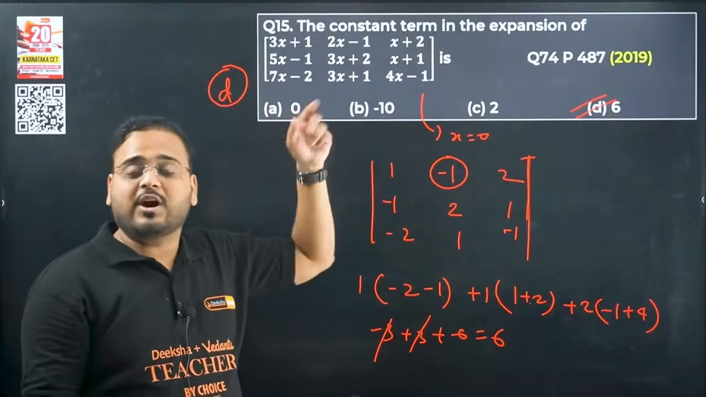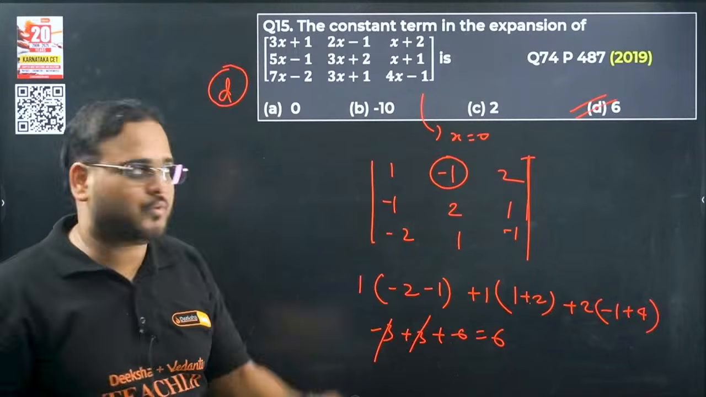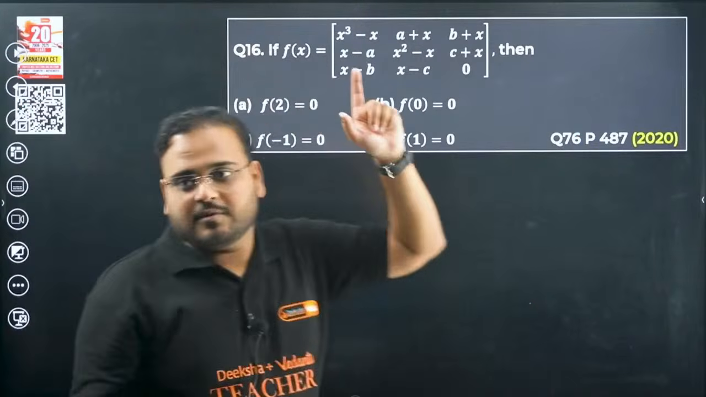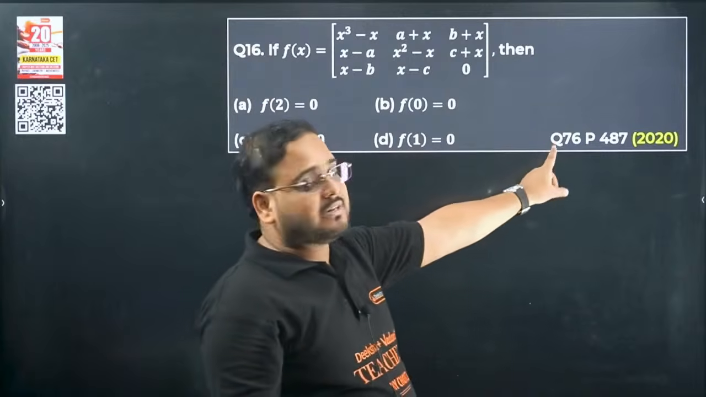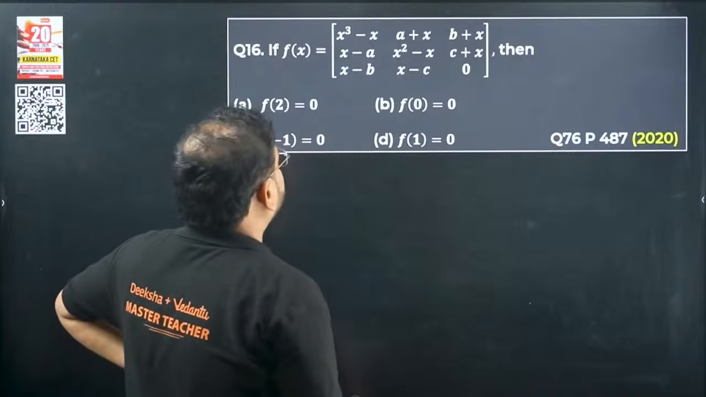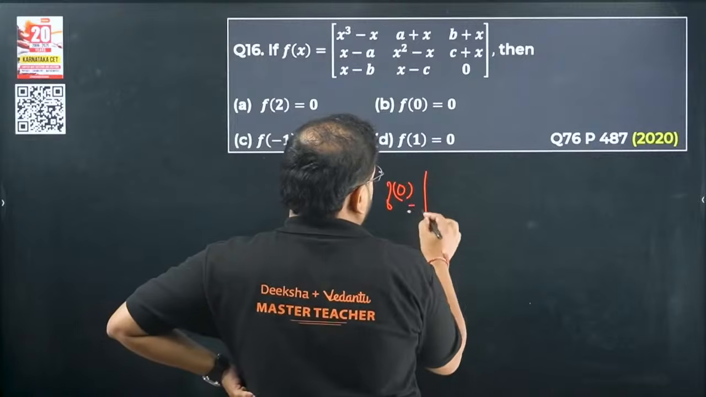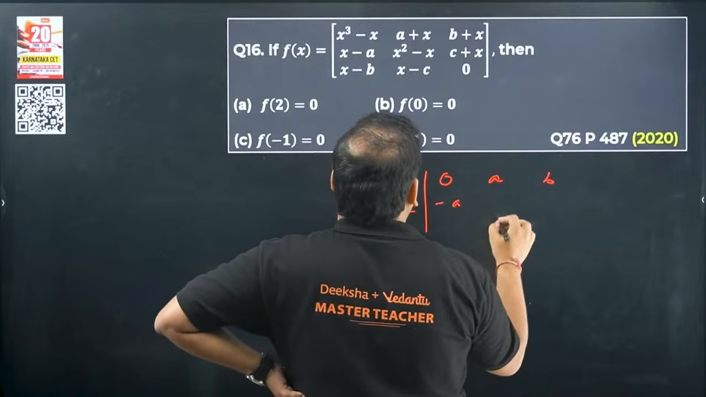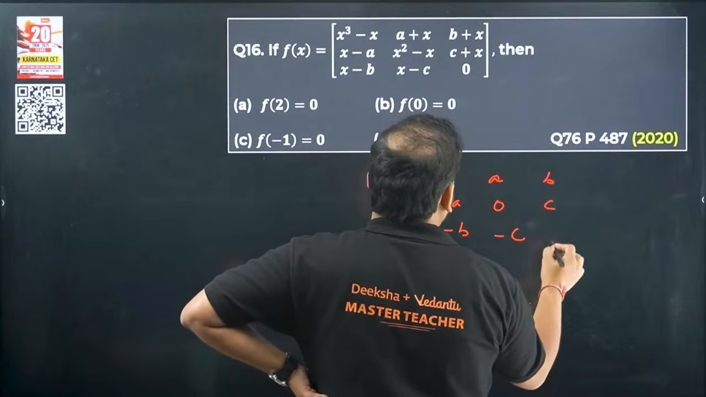You have solved 15 questions so far. You have learned different concepts that they've been asking in the last 10 years of PYQs. Here it is, question number 15, option D from our KCET PYQ book, page 487, question 74. This is f(x), page 487, 76th question. The year is 2020. I'm looking for f of 0. The matrix is 0, A, B; minus A, 0, C; minus B, minus C, and 0.